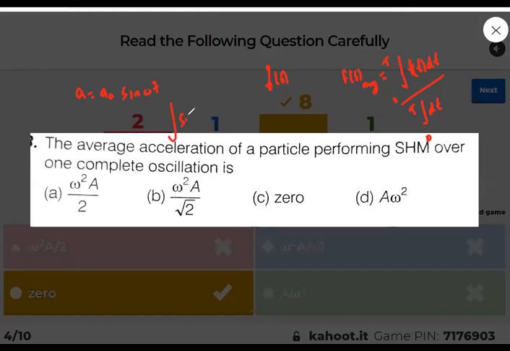Now, what do you think? What is the integration of sine omega t? Cos omega t. Agree? And cos omega t from 0 to 2 pi, the time period. So, tell me, 1 minus 1 will become 0. Yes or no? Clear? Everyone is clear in this?